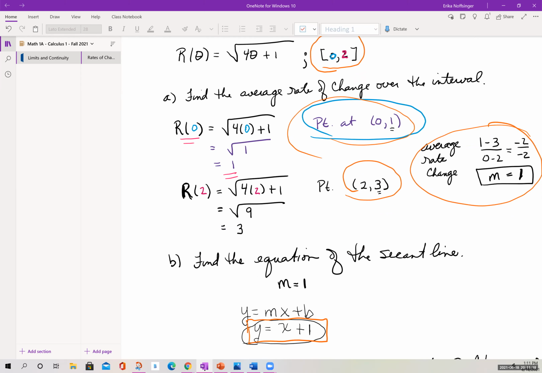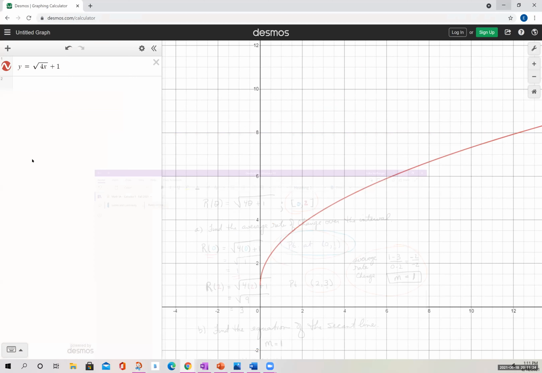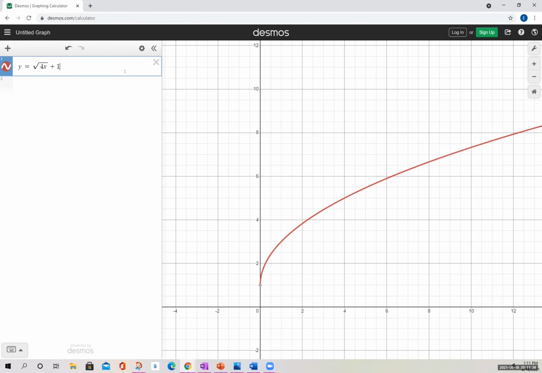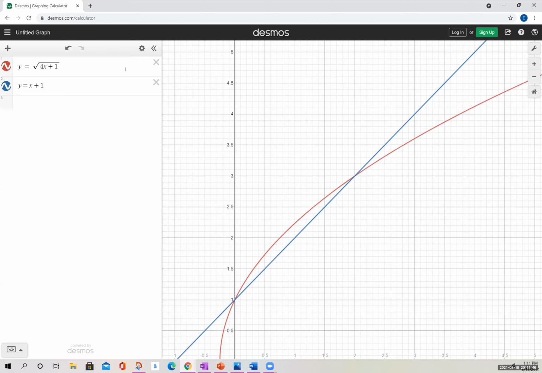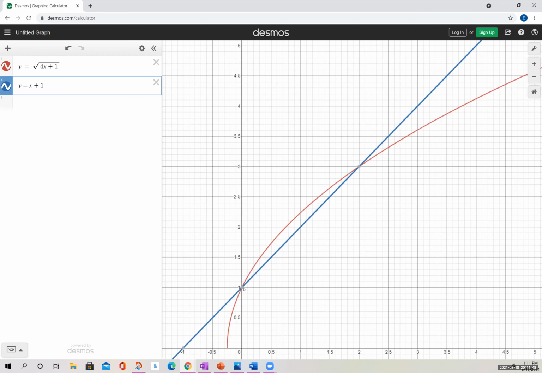So let me graph that on Desmos with the other equation. x plus 1. Oops, something's wrong here because that plus 1 should be underneath that radical. So let me just go back. And then we have y equals x plus 1. Okay, so you can see clearly, hopefully, that you have your point here at 0, 1, which we found, and we have our point here when x was 2, y was 3.